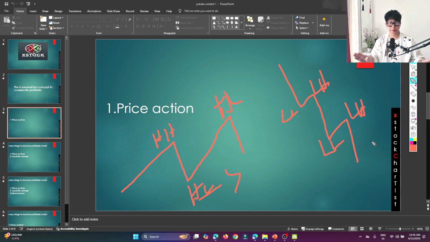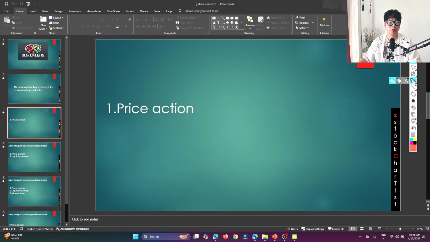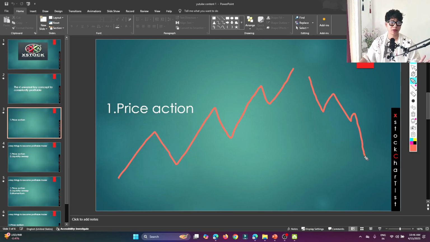All right, clear. Now, as a trader, you want to buy low and sell high to make money. As simple as that. So how can we do that? First, you need to understand the market structure. I assume that you understand market structure and know how to read a bullish trend and a bearish trend. That is very good.